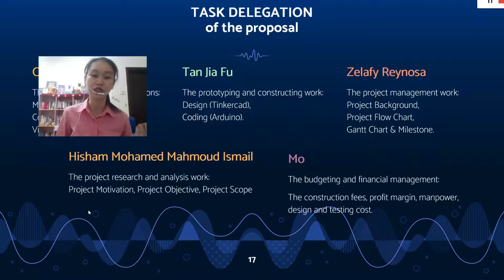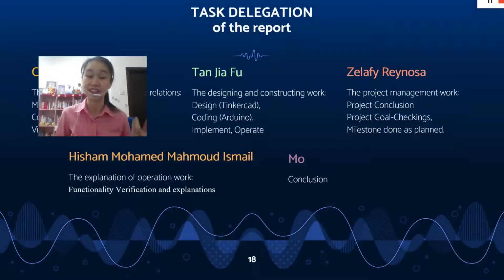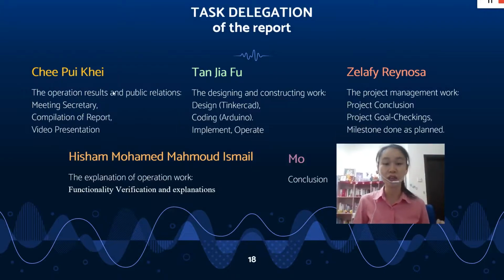and analysis, including motivation, objective, and project scope, and then Mo is in charge of the budgeting and financial management, which include all those profit margin and manpower and design and testing costs. And then me in task delegation of the report, that was the one for the proposal, and for the report as well, I'm still the same, but for the report.